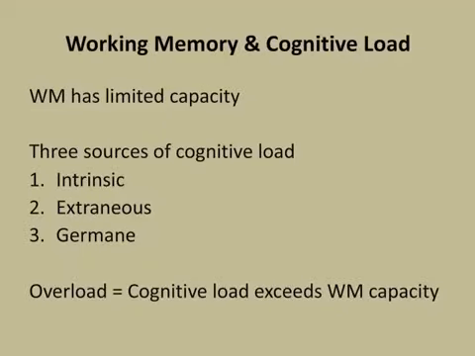To summarize briefly, our working memory has limited capacity, which means that we can only think about a few pieces of information at one time. In any learning situation, there are three sources of cognitive load making demands on our working memory.